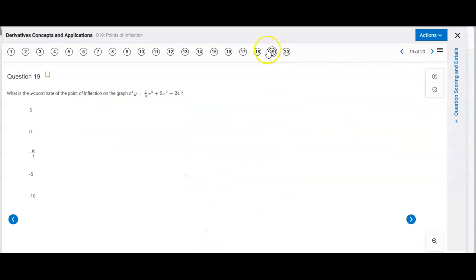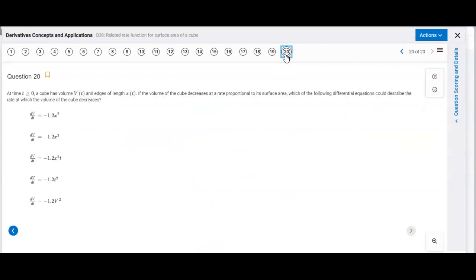All right, let's go ahead and move on to number 20. Last one. At t greater than or equal to 0, a cube has volume v and the edges of length x. Oh, that's fun. You love it when they define the edges of the function also. If the volume of the cube is decreasing at a rate proportional to its surface area, which of the following differential equations could describe the rate at which the volume of the cube decreases?